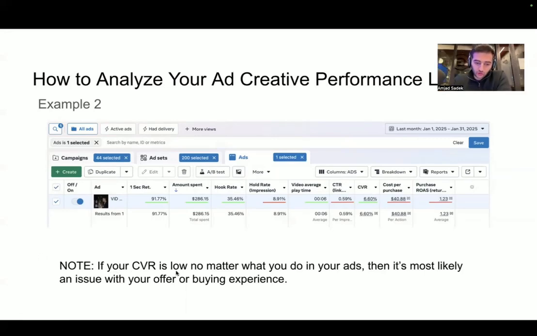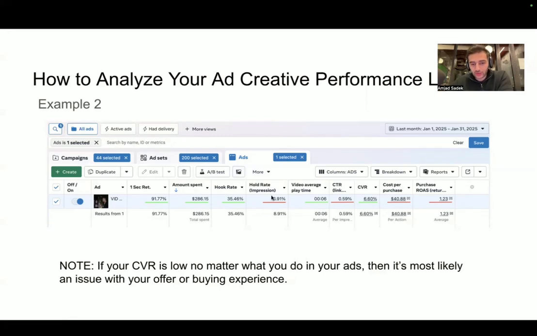By the way, if your conversion rate is low no matter what you do on your ads, then it's most likely an issue with your offer or your buying experience. So you need to work on that more, especially if the CTR and all these other numbers are good and you tried different stuff, different messaging, but your conversion rate is very low. Then in that case, it's more likely the offer or the buying experience.